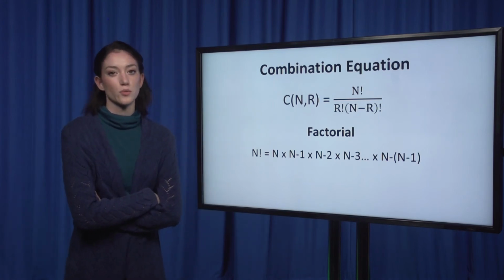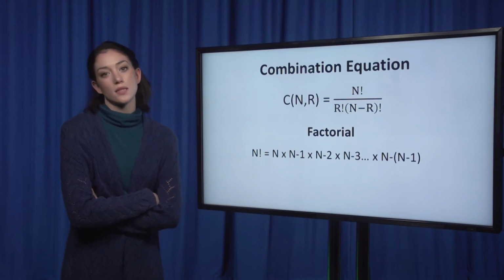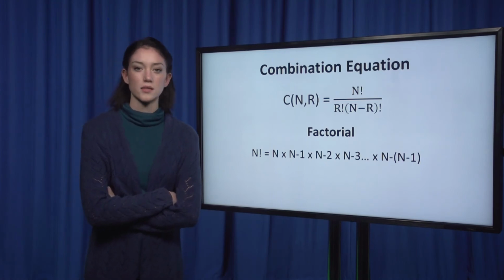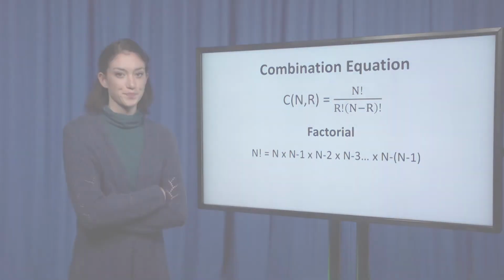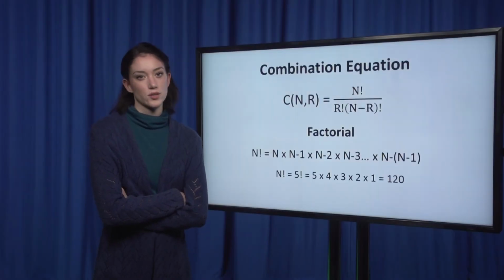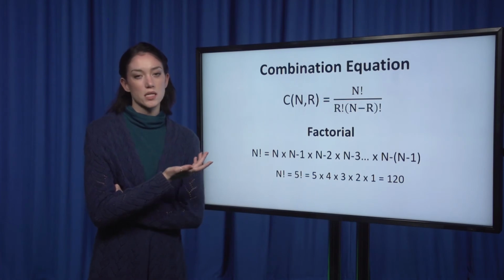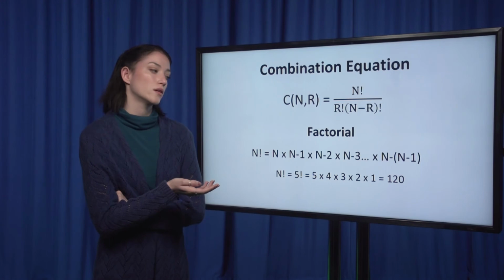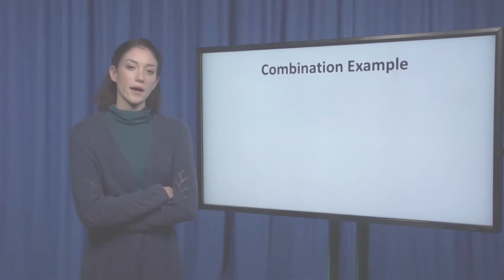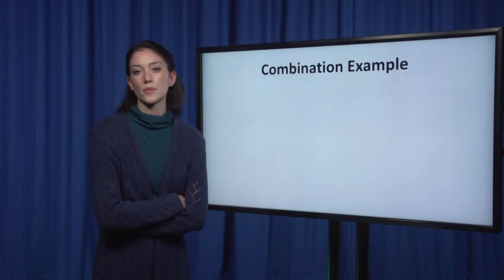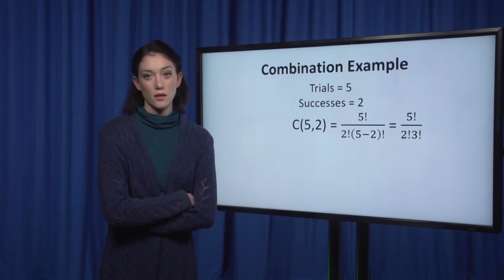This factorial symbol means multiply the number before the exclamation mark times the number minus 1, then times the number minus 2, and so on down to 1. For example, 5 factorial equals 5 times 4 times 3 times 2 times 1, which equals 120. Now, let's finish finding the number of combinations that can occur for 2 successes in 5 trials.